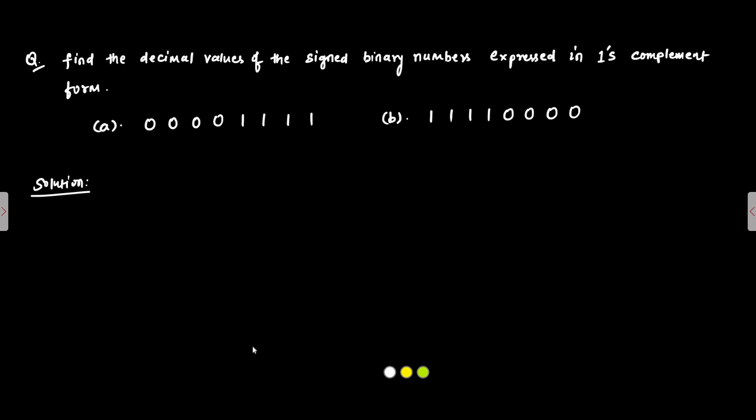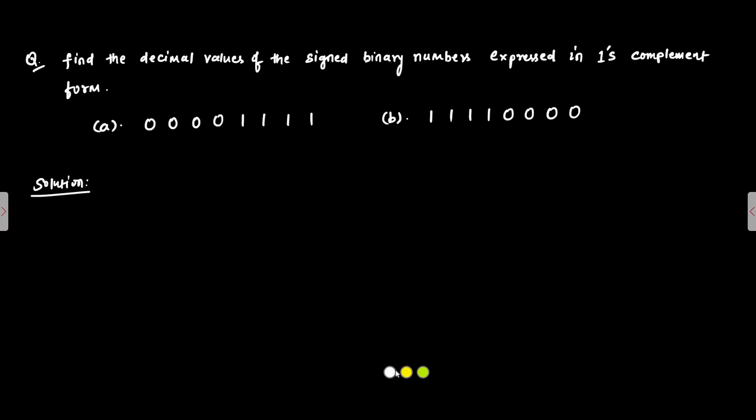So here is another question on converting signed binary numbers expressed in 1's complement form to decimal. Here are the two signed binary numbers. The first one is 00001111, and the second one is 11110000. As you can see, the second one is the 1's complement of the first one.